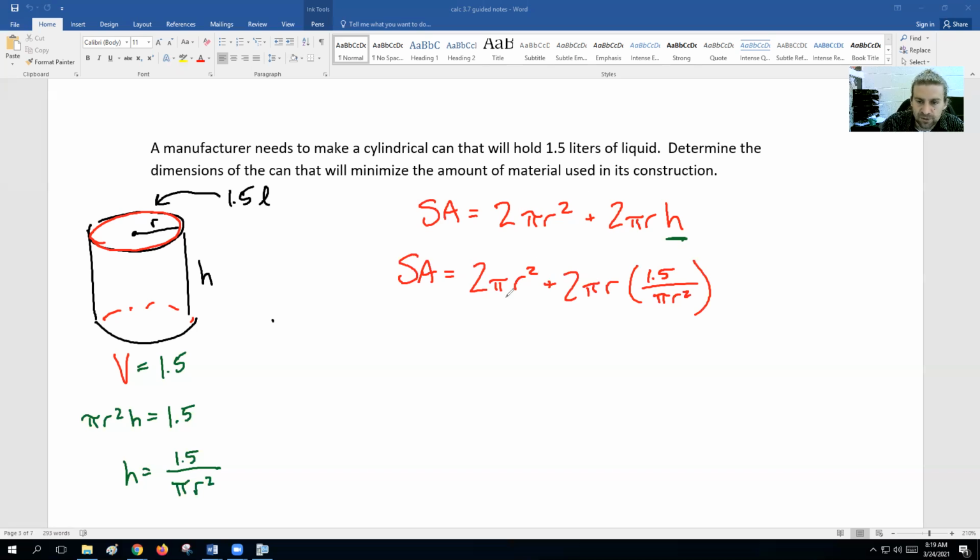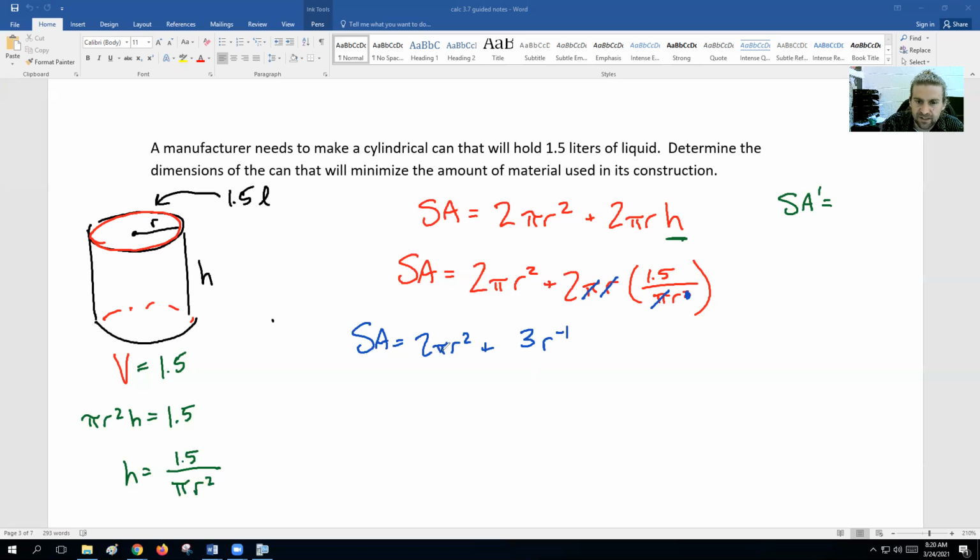All right. What you probably want to do before you take the derivative is simplify that. So 2 pi r squared doesn't change. Now let's see here. If we multiply the 2 times the 1.5, that's going to become 3. And then the pi divided by pi goes away, and r divided by r squared leaves an r on the bottom. So really we have 3 divided by r, or 3r to the negative 1 power. Now that becomes a problem we can take the derivative of.